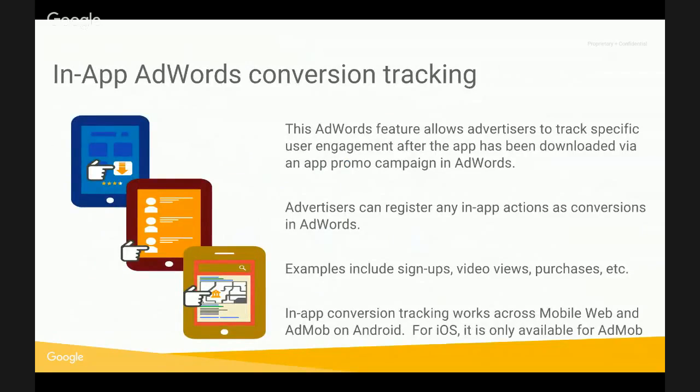So we have in-app AdWords conversion tracking, and this AdWords feature allows advertisers to track specific user engagement after the app has been downloaded via an app promo campaign in AdWords. Advertisers can register any in-app actions as conversions in AdWords. Examples include signups, video views, purchases, and so on. The in-app conversion tracking works across mobile web and AdMob on Android. For iOS, it's only available for AdMob.